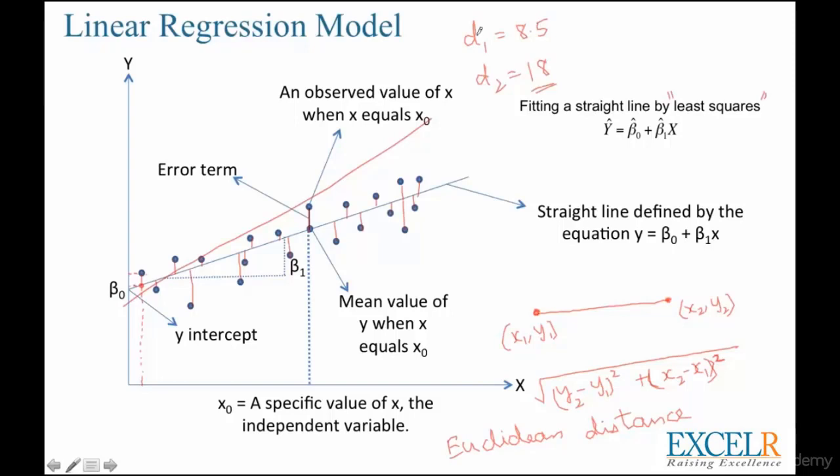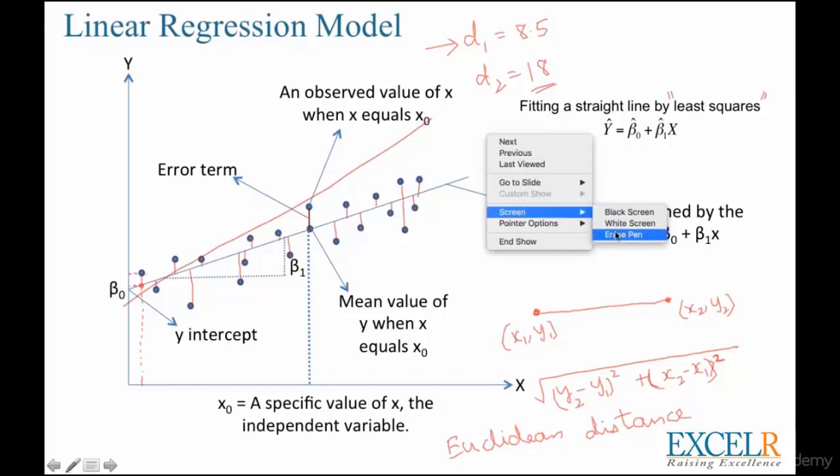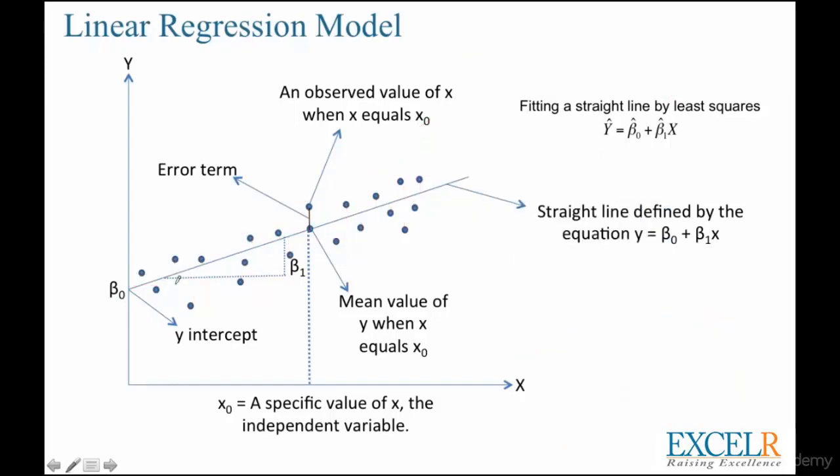In that way, out of all the possible lines, you choose that line which produces the least distance. What do you mean by that? This line is your predicted line. These data points are your actual values. What do you mean by least distance? The difference between your predicted value, this line, and your actual values is the less.